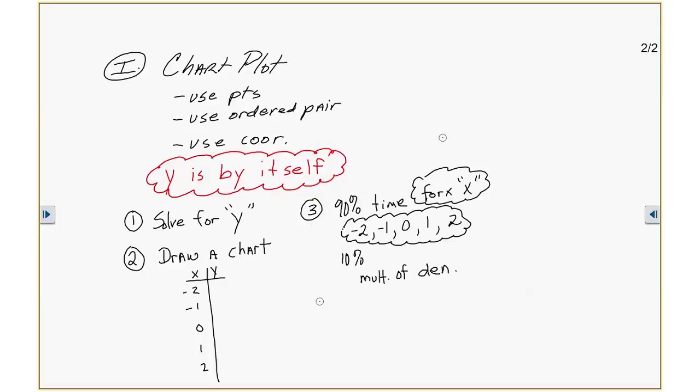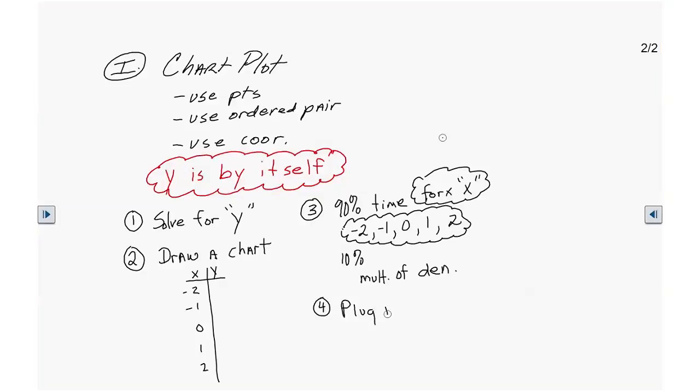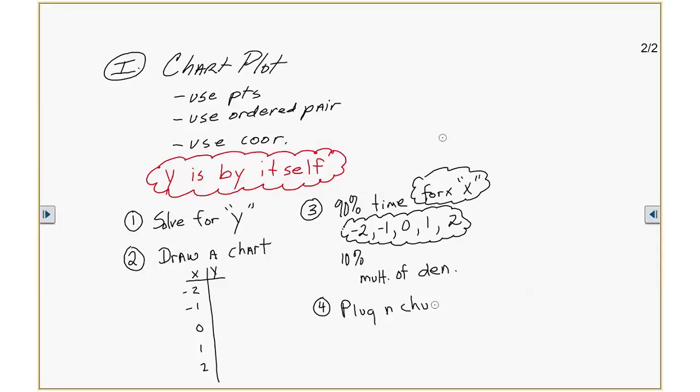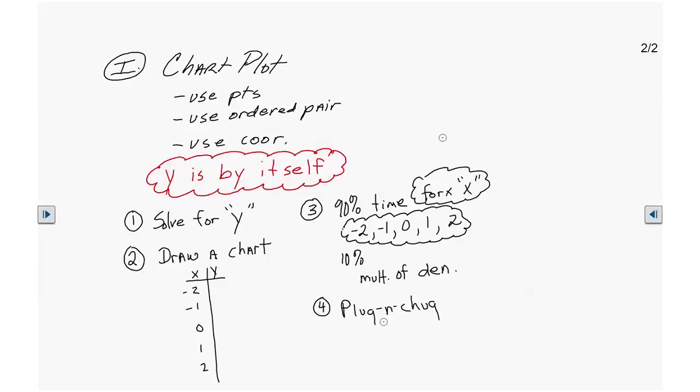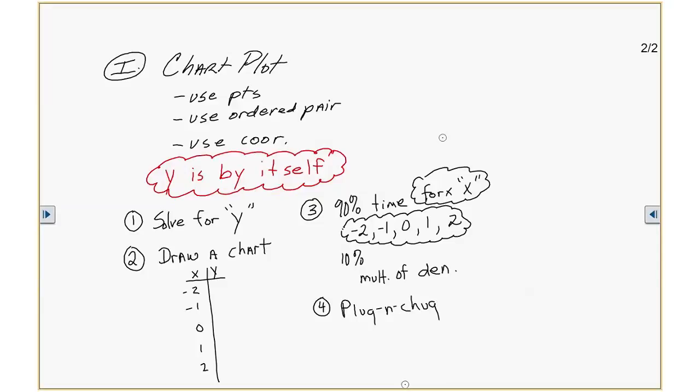Number 4, plug and what? Plug and chug. And I love it when somebody says, "What do we plug in?" I don't know. We only have 5 numbers right there. The only numbers that I've given you.